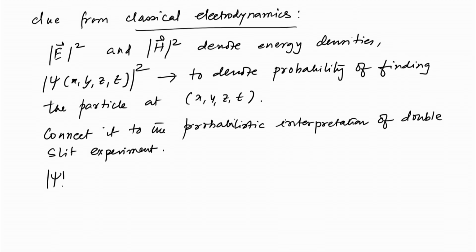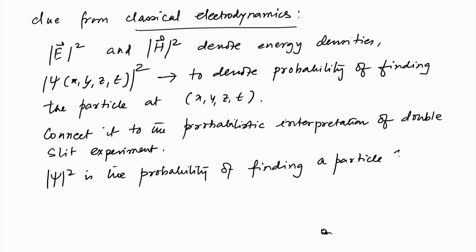So, psi square is the probability of finding a particle somewhere on the screen, and we are superposing a large number of photons coming and interfering from the two slits and making that pattern occurring on the screen.